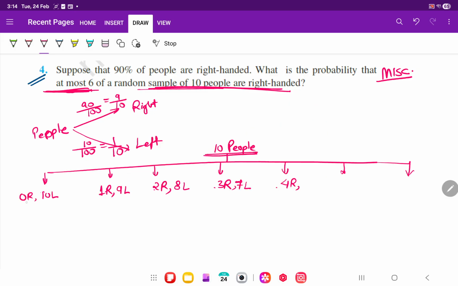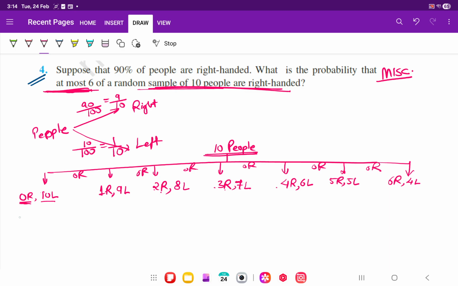10 people are selected. Maybe 0 are right-handed, 10 are left-handed. Maybe 1 is right-handed, 9 left-handed; 2 right-handed, 8 left-handed; 3 right-handed, 7 left-handed. Similarly, maybe 5 right-handed and 5 left, or maybe 6 right-handed and 4 left-handed. More than 6 is not possible. So these are the possibilities, either this or this or this, and for 'or' we are supposed to add. So they are saying there is not a single right-handed person and all are left-handed.